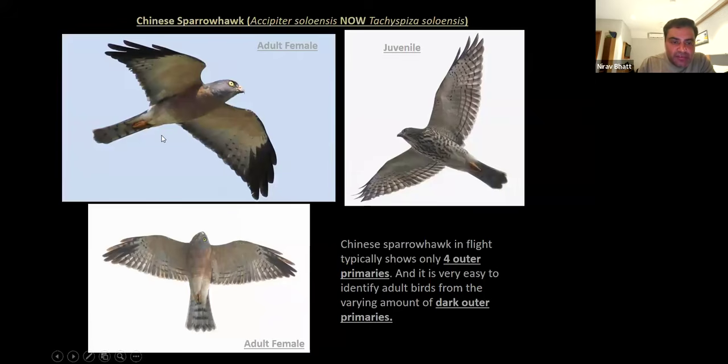Next we have, okay, so another important point here is only 4 outer primaries. The Chinese Sparrowhawk has 4 outer primaries which we see. Shikra usually has 5. The wing shape here is very unique. The first, this is called P10, the first finger is very small in comparison to all the other birds which we get.